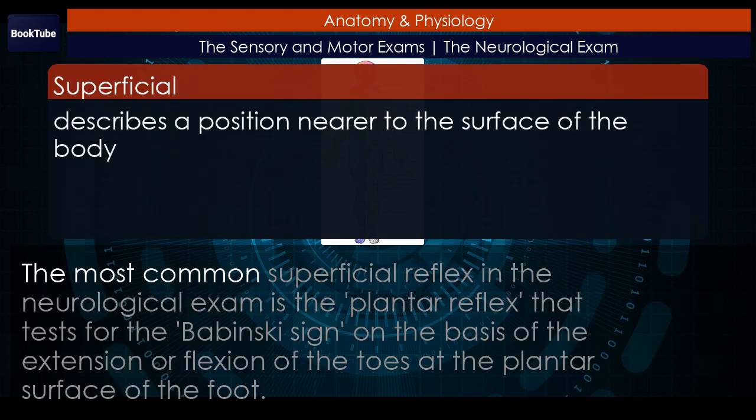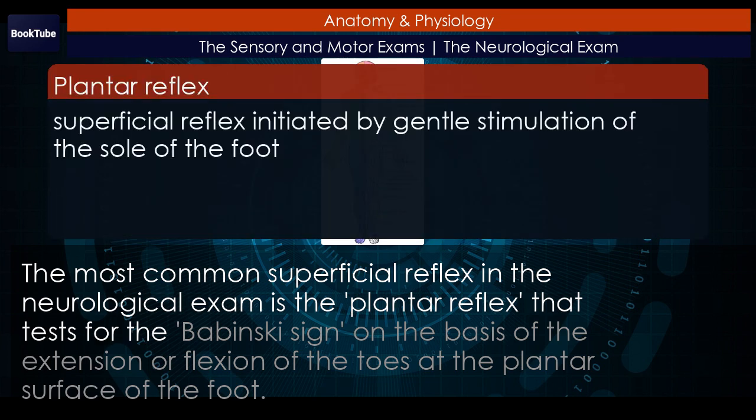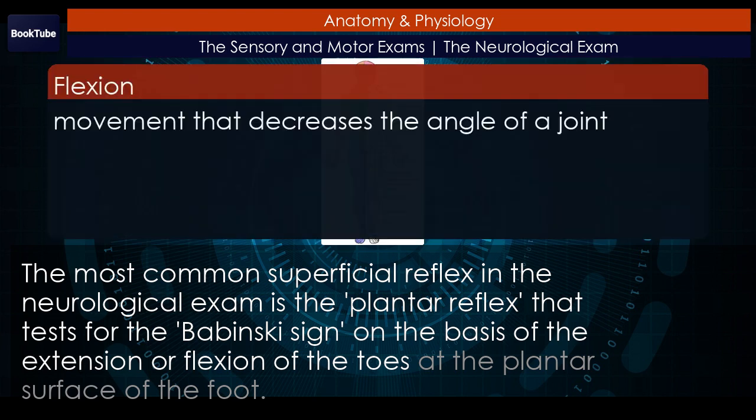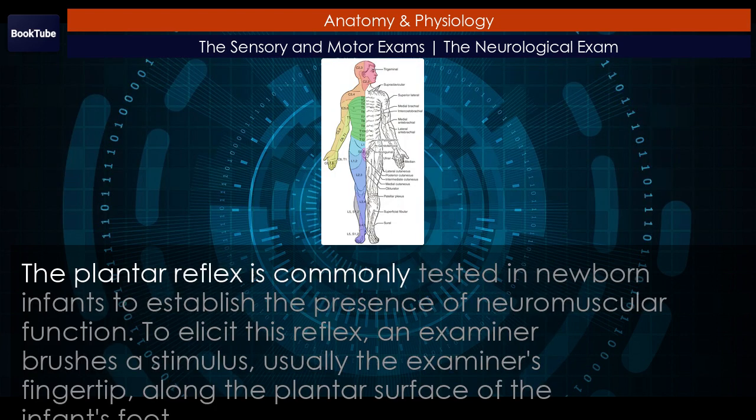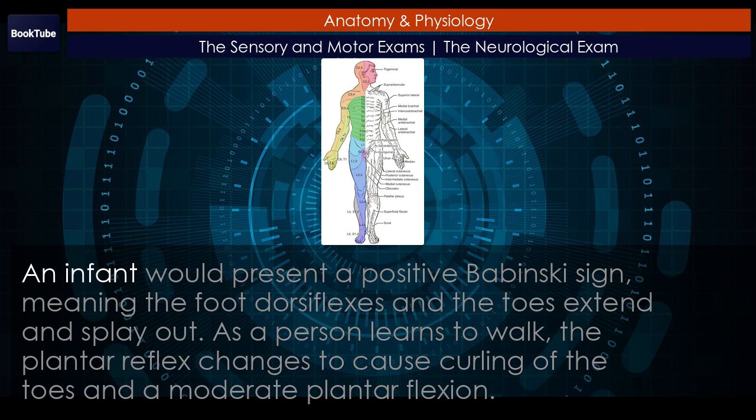The most common superficial reflex in the neurological exam is the plantar reflex, that tests for the Babinski sign, on the basis of the extension or flexion of the toes at the plantar surface of the foot. The plantar reflex is commonly tested in newborn infants to establish the presence of neuromuscular function. To elicit this reflex, an examiner brushes a stimulus, usually the examiner's fingertip, along the plantar surface of the infant's foot. An infant would present a positive Babinski sign, meaning the foot dorsiflexes and the toes extend and splay out.